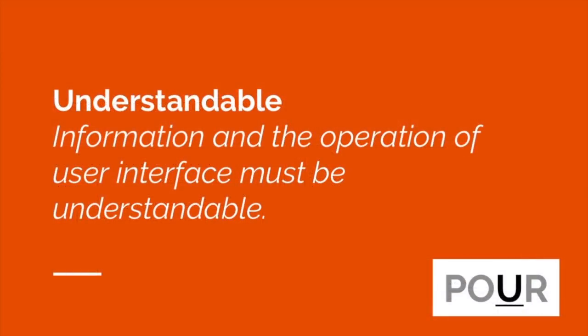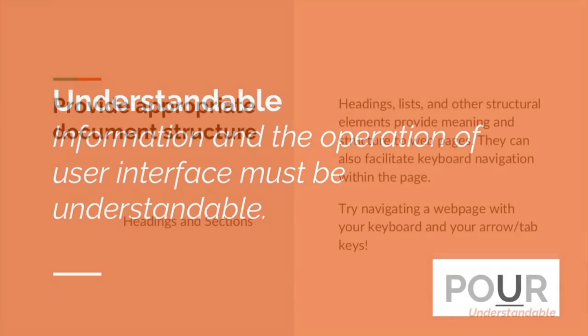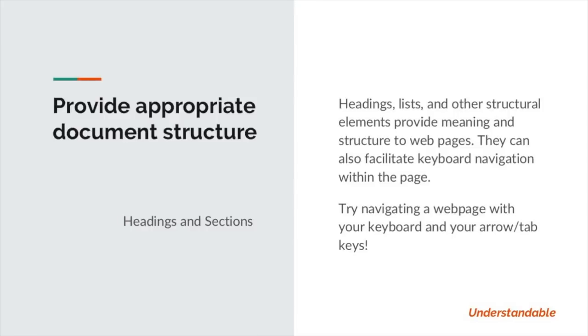The U in POUR represents the need to make our content and structures understandable for users. This deals mainly with the navigational elements and the styles we use to organize content on a page. All content on our sites and pages should be navigable through keyboard input, using the Tab key or the Return key, the arrow keys, etc.